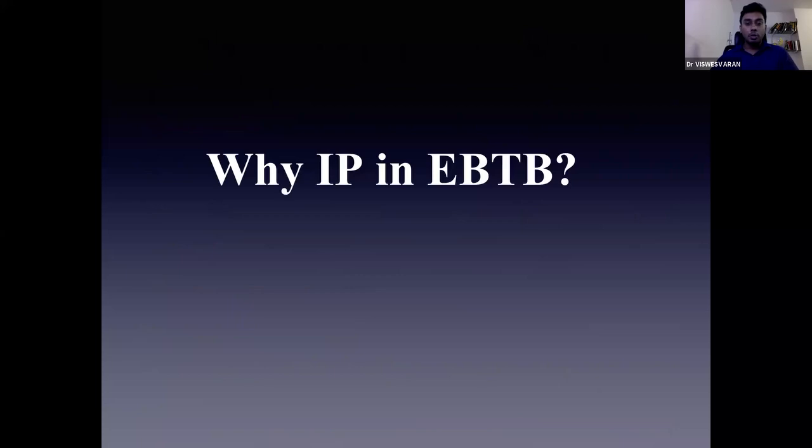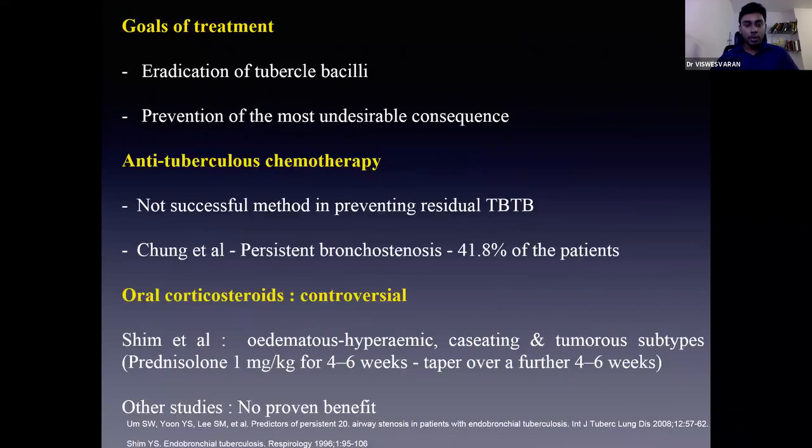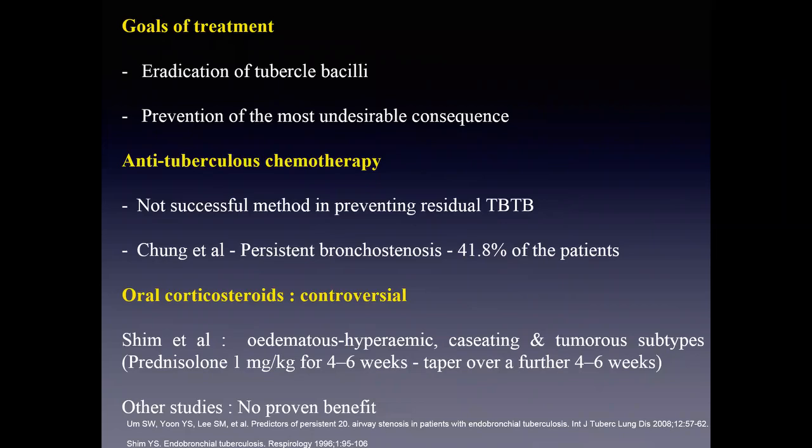The next important question is why we have to consider the role of interventional pulmonology in endobronchial tuberculosis. This is because the goal of treatment of any tuberculosis patient is eradication of the tubercle bacilli as well as the prevention of the most undesirable consequences. However, it has been found that ATT chemotherapy is not a successful method in preventing residual tracheobronchial tuberculosis. That is why a few of the patients land up having a tracheobronchial stenosis.